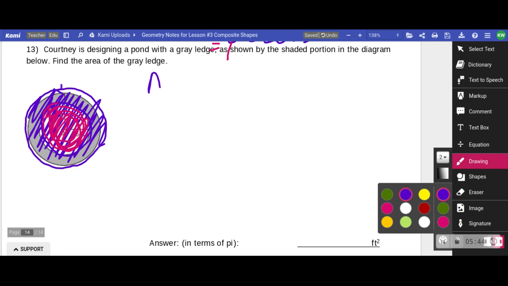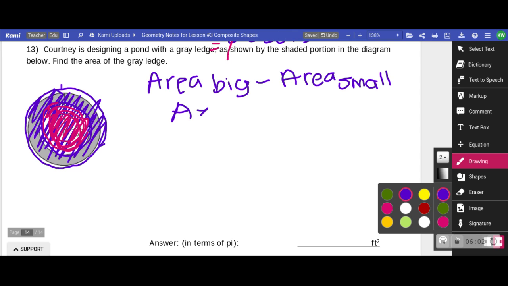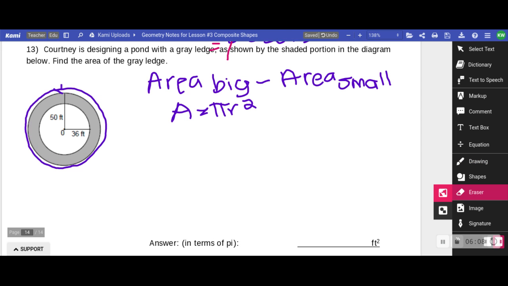So I'm going to find the area of the big circle, and I'm going to subtract away the cutout of the area of the small circle, and I'll just be left with the rim of the pond, which is the gray ledge. Now the area is pi r squared. I'm going to erase my drawings here so I can see my dimensions better.